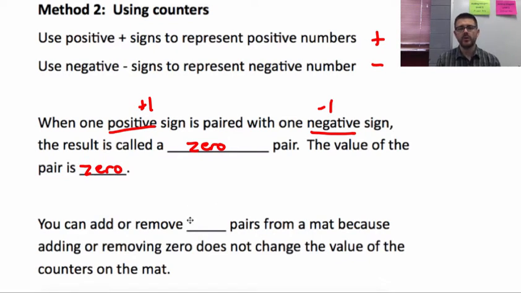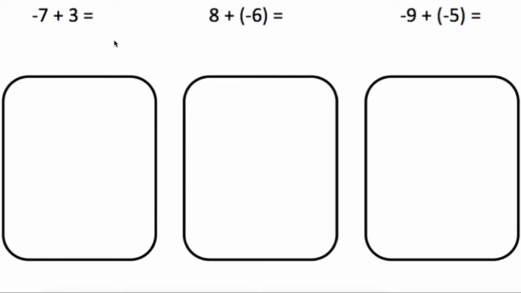You can add or remove 0 pairs from the problem because adding or removing 0 does not change the value. I can add 0 to a number as long as I want. Nothing's going to change. I could take away 0 from a number. Not going to change. But this just gives us another visual way of showing how to tackle a problem.